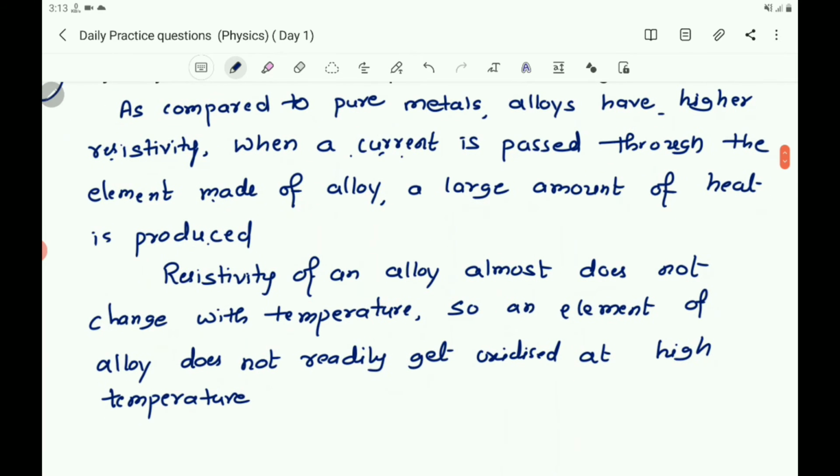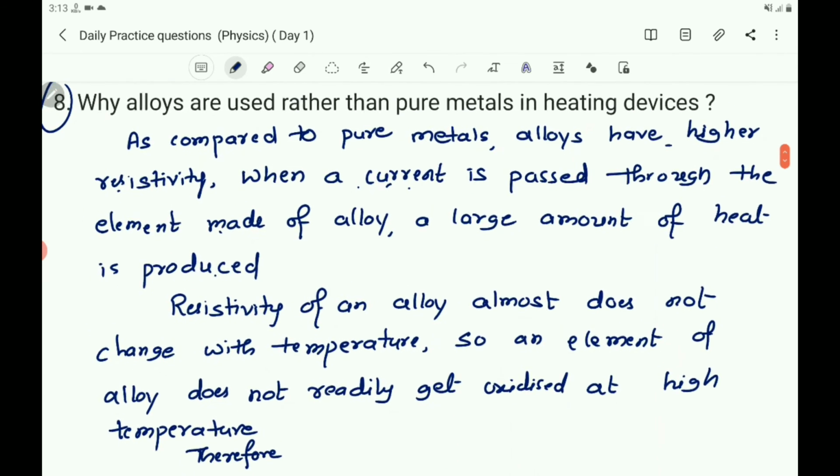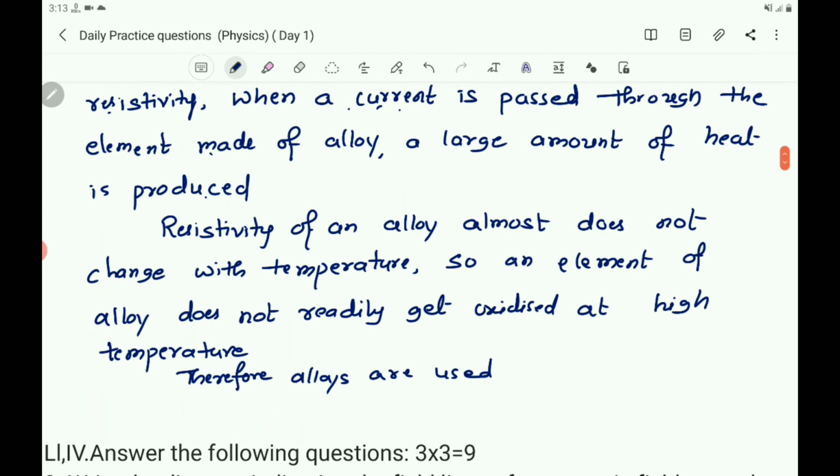Therefore, alloys are used rather than pure metals in heating devices.